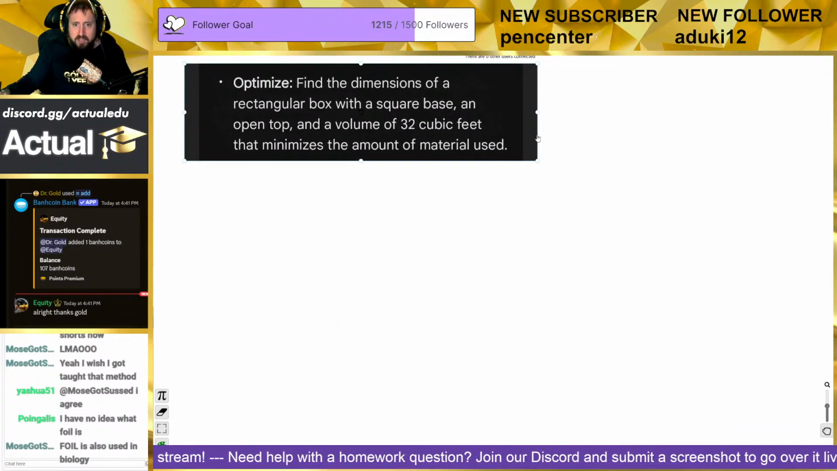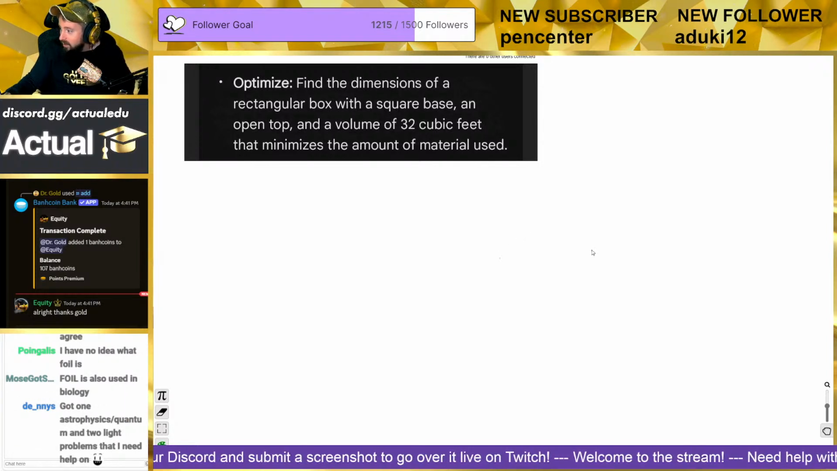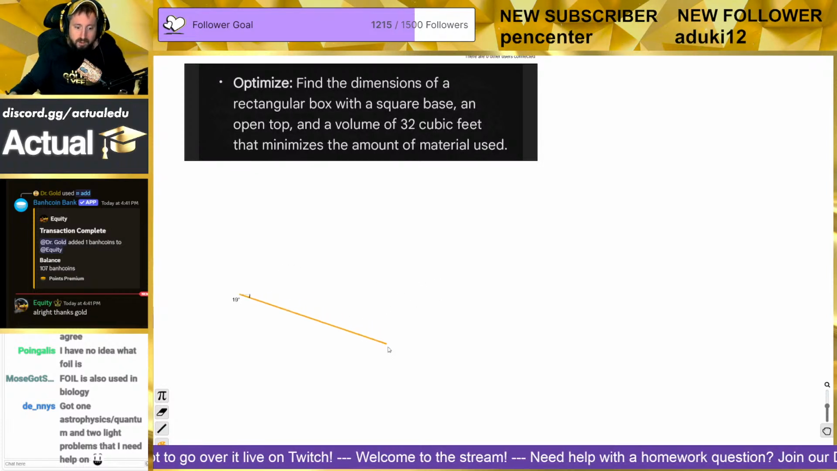All right, Azure says, find the dimensions of a rectangular box with a square base, an open top, and a volume of 32 cubic feet that minimizes the amount of material used. This is a really cool question, actually. I like this. Oh, I got you, dude. Yeah, let's do some astrophysics and quantum, Dennis. I'm super down for it.